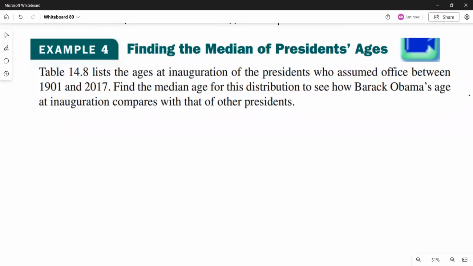So there was a list of 20 presidents. We are going to write the ages in order. So in order, those are 42, 43. I'm going to write all the ages in increasing order, and we are going to determine the median.